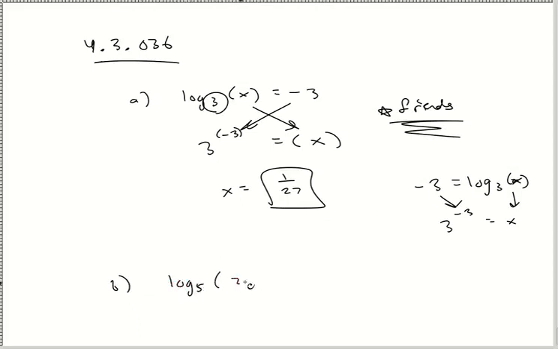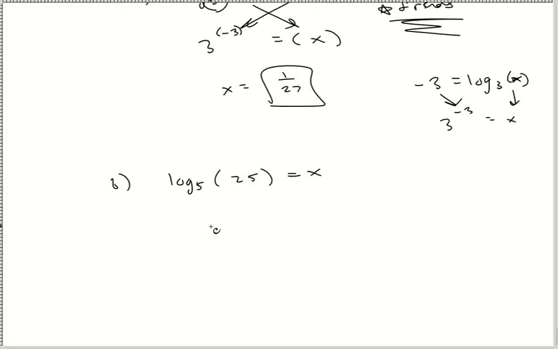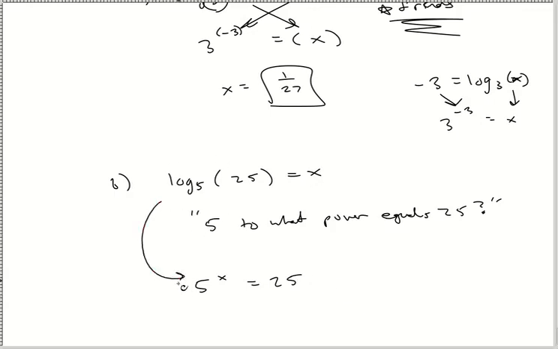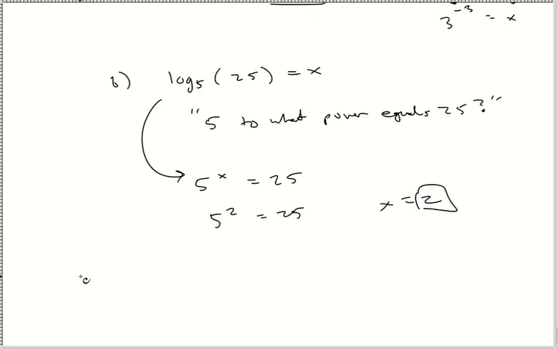Part B. Log base 5 of 25 equals x. You could probably get this without thinking too much, but here's your English. I'm saying 5 to what power equals 25. That's what that statement says in English. 5 to what power equals 25. 5 to the x is equal to 25. And we could do the friends if you want. It's the same thing. Well, it's 5 squared is equal to 25. So then x equals 2. There you go. Keep cruising.